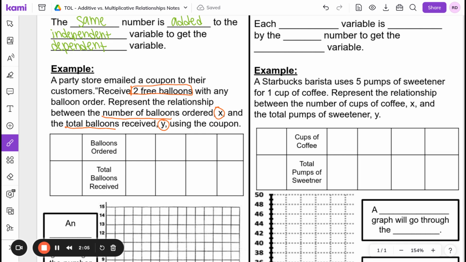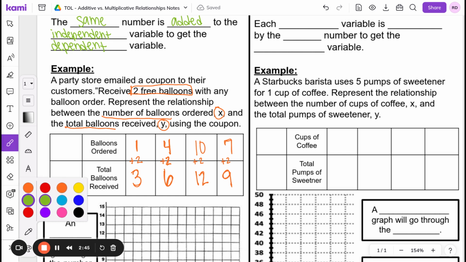So let's say we go in and we order 1 balloon. We paid for 1, but we got 2 for free. So we're leaving with 3 total. Let's say we buy 4. We got 2 for free. We're leaving with 6. Let's say we go in and buy 10. We leave with 2 free, so we have a total of 12. And then let's say we go for 7. We leave with 9.